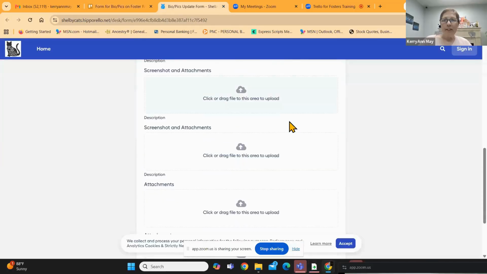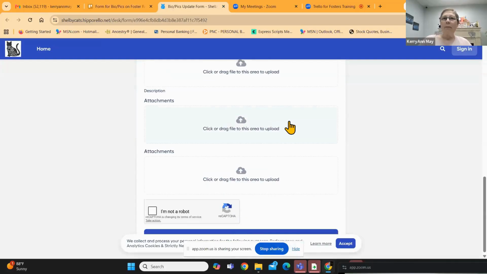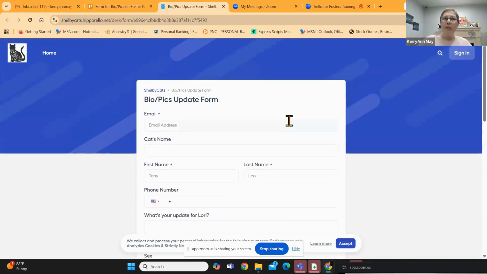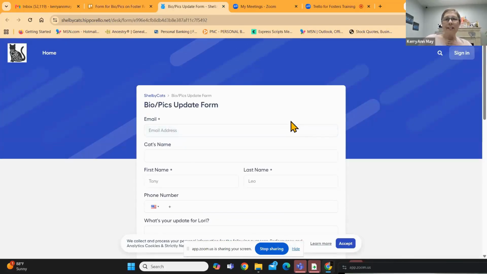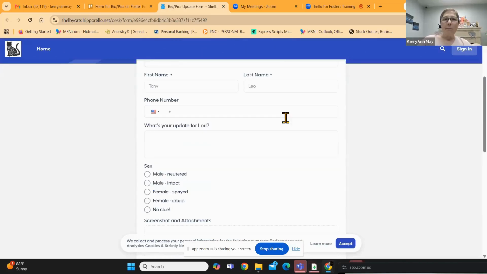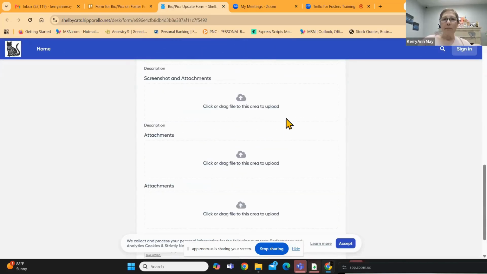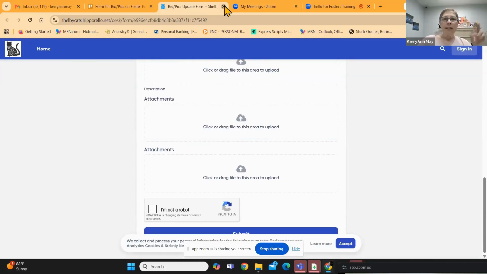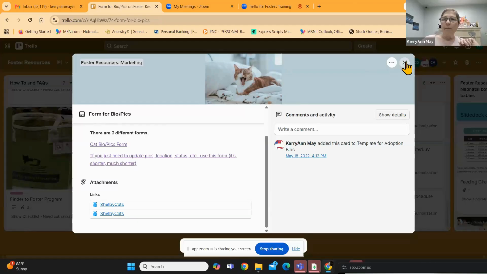And it is abbreviated. You're not doing color, hair length. You're not doing a vet check of, is this cat healthy and all that stuff. You're not doing any of that. You're just doing the main stuff that you might be updating. So that's a good one to have bookmarked as well.